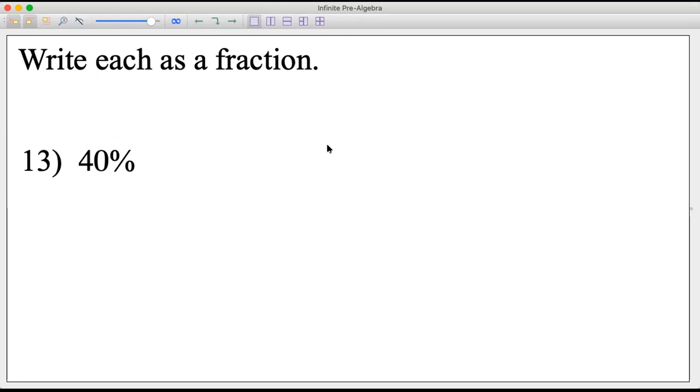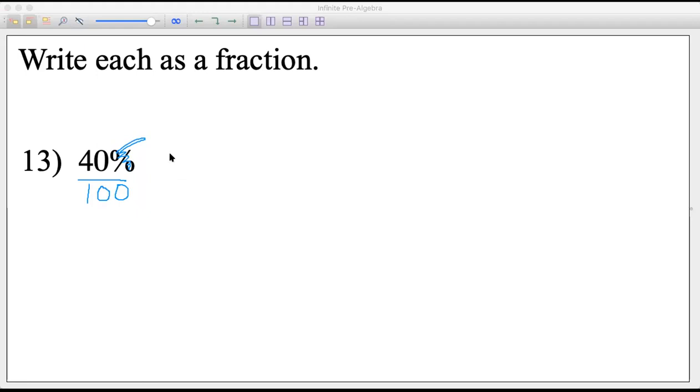All right. Step number 1, erase the percent and write the given number over 100. Pretty simple. Erase the percent. I don't have an eraser. Write the number over 100. Step 1, erase the percent, put the number over 100.